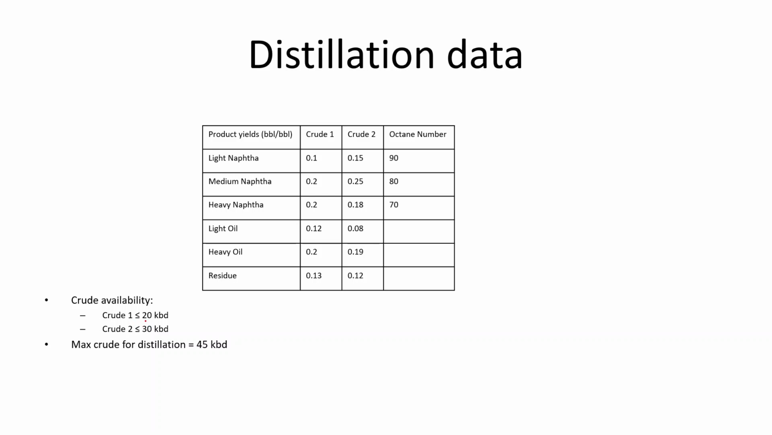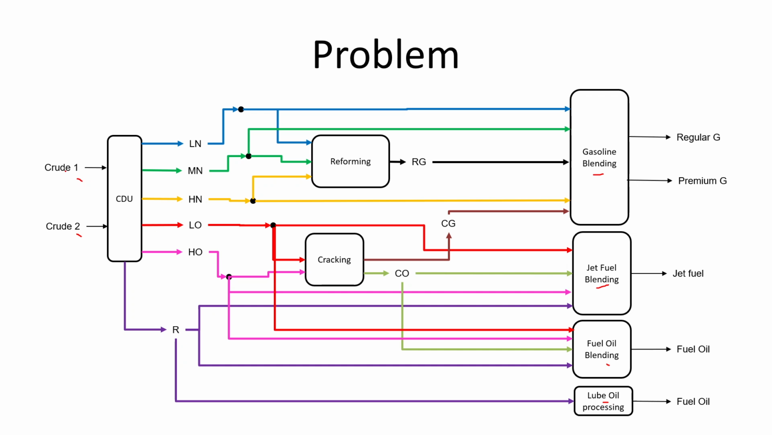Crude 1, you can process a maximum of only 2 kilobarrels per day, and crude 2 a maximum of only 30 kilobarrels per day. And can I put the maximum? No, you cannot, because the distillation unit itself has a maximum of 45 kilobarrels per day. So you have to choose either crude 1 or crude 2, and how much, in such a way that you don't cross this maximum limit of the CDU.